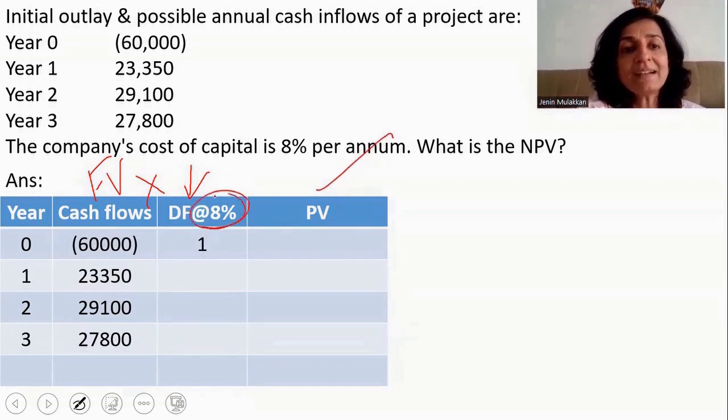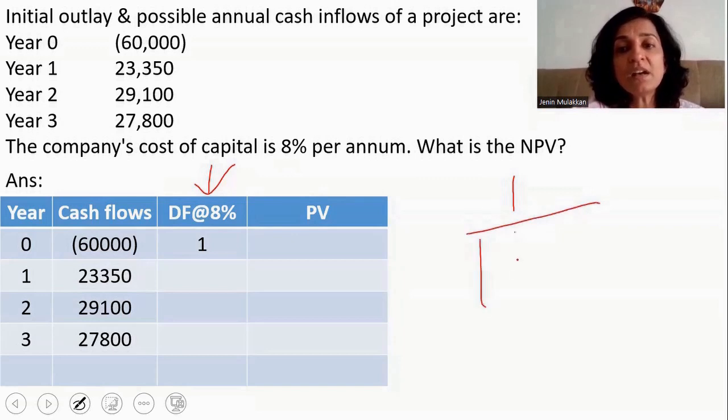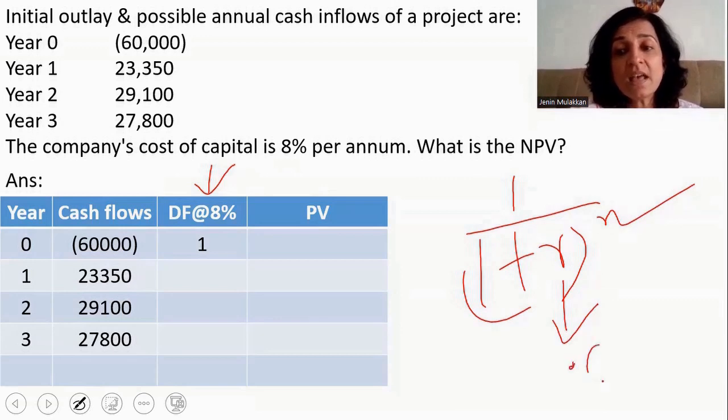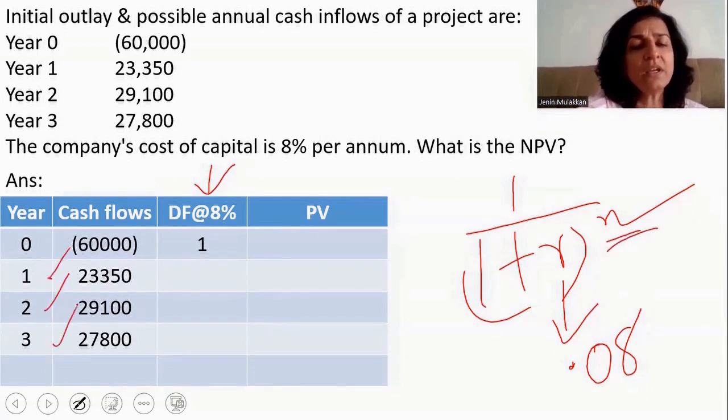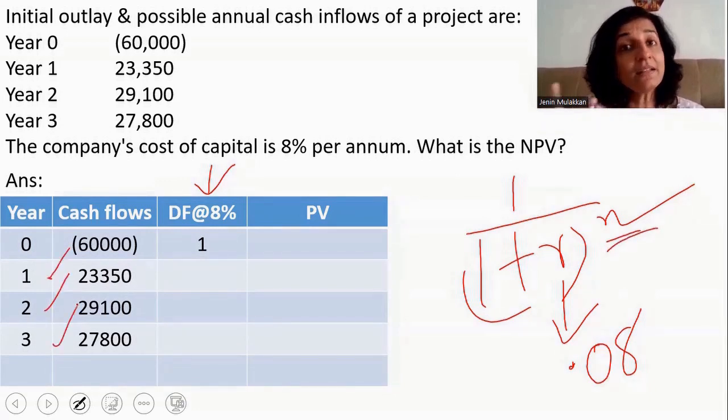Now the discount factor in this particular case is 8%. So how do we find out the discount factor? We know that the formula is 1 divided by (1 plus r) the whole raised to n, where r in this particular case is 0.08 because it's 8%. Now n runs from 1, 2 and 3. But should you actually use a calculator? No, we can resort to using the present value table where the figures are already calculated.